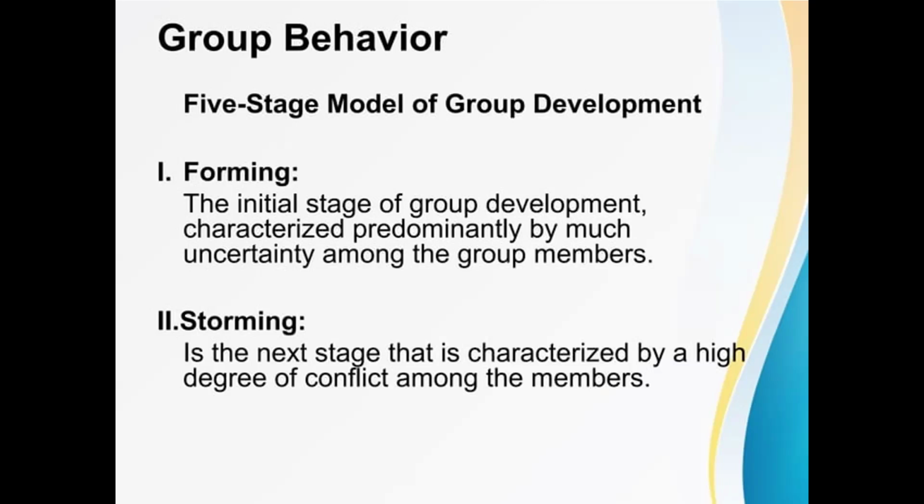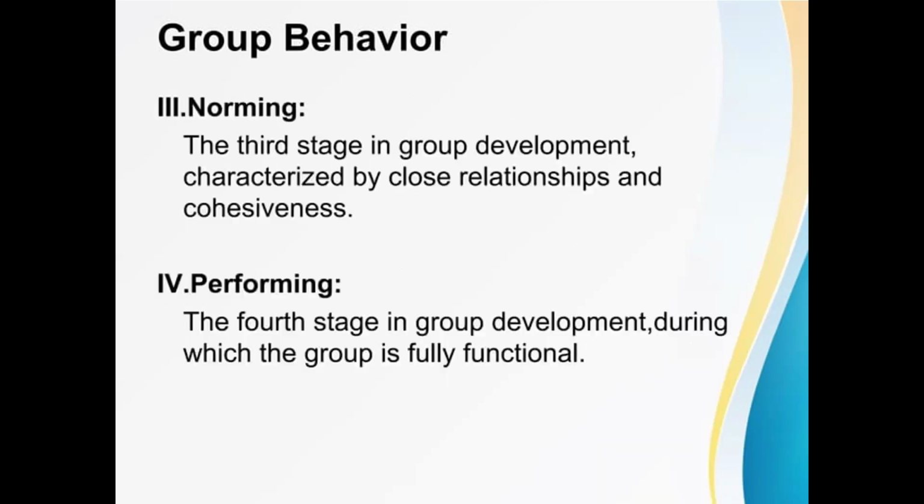Third stage is norming. This phase is known as becoming personal. Norming is the stage where the group is formed and structured completely. A growth of affection and establishment of personal relationships characterize this phase.